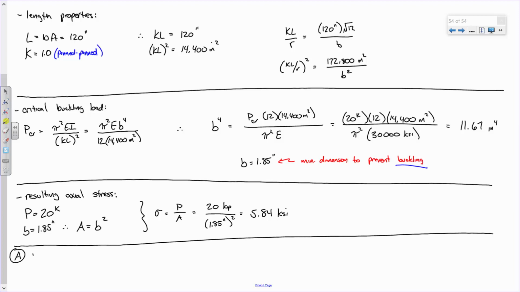Part A. If sigma allowable is 10 KSI, I want everybody to pay attention. I'm going to ask a question. If this is true, what is going to happen first? Are we going to buckle the column, or are we going to crush the column?